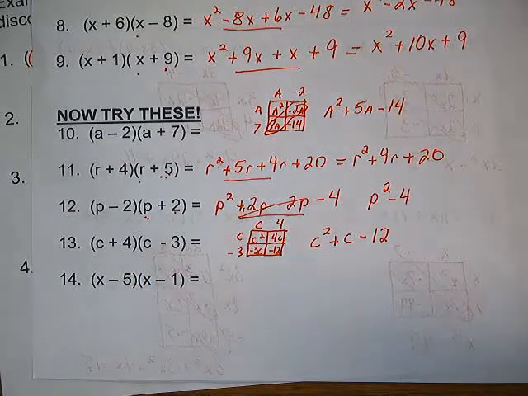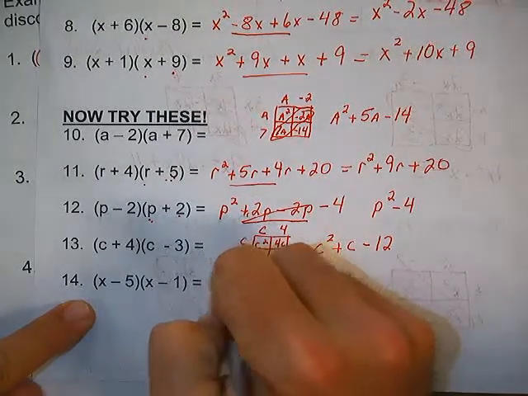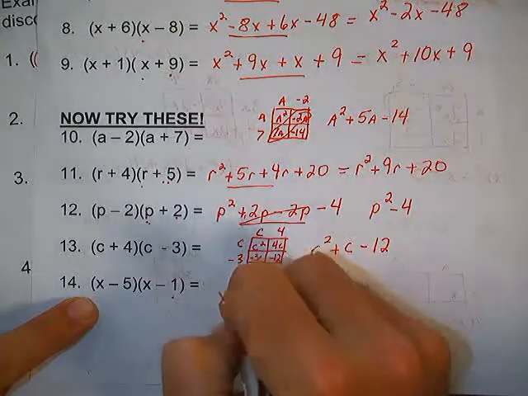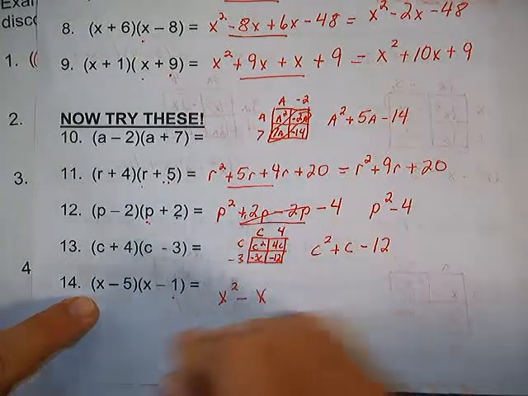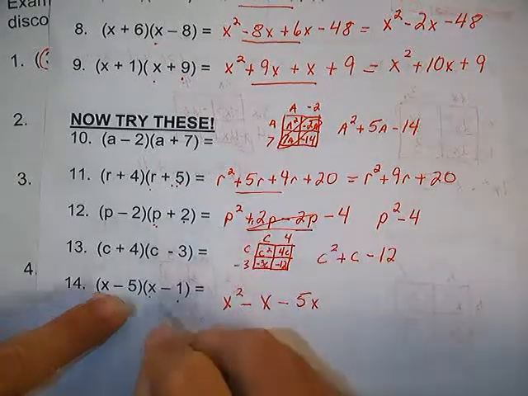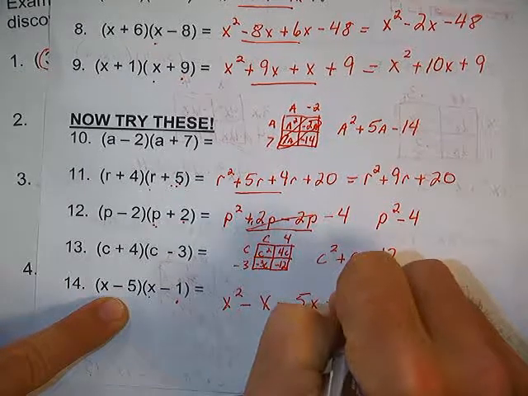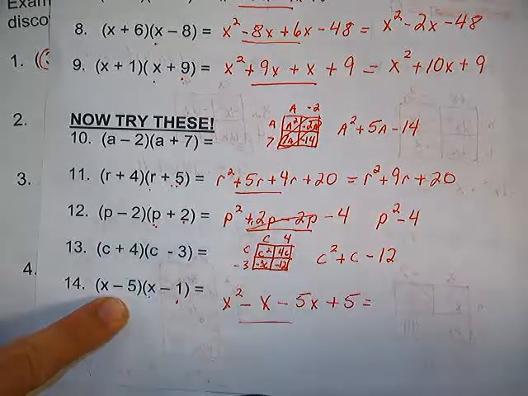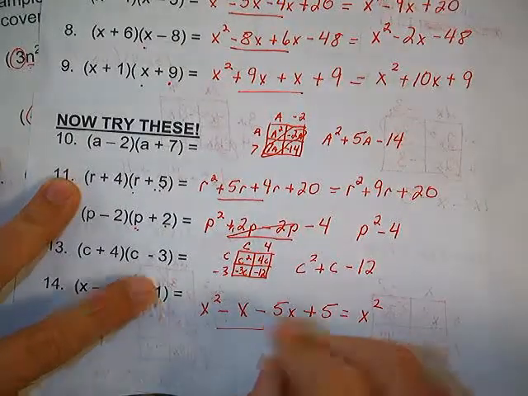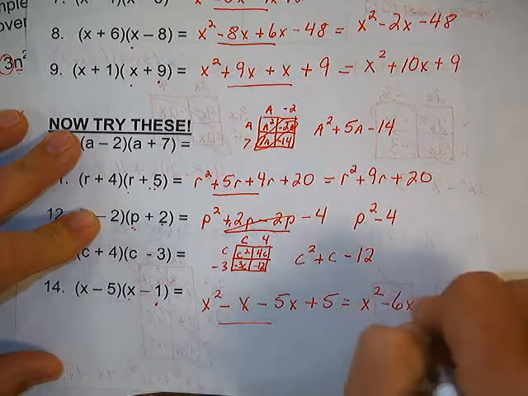And the last one, we'll use FOIL. First, x times x, x squared. Outer, negative 1 times x is negative 1x. Inner, negative 5 times x, negative 5x. Last, negative 5 times negative 1 is a positive 5. Combine like terms, we have x squared. Negative 1 minus 5 more is negative 6x plus 5.